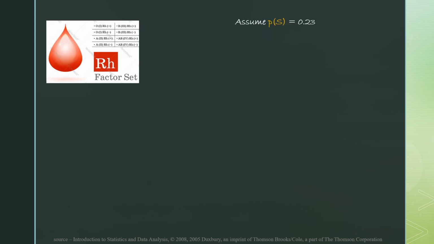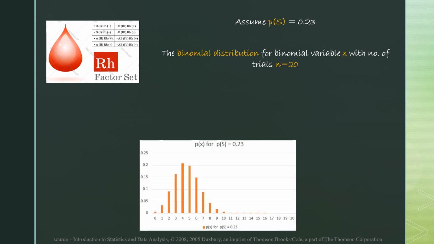Going back to the RH negative factor experiment, assume the probability of success, that is the probability of observing a RH negative factor in a given population, equals 0.23. The binomial distribution for binomial variable x with a number of trials n equals 20, that is 20 randomly chosen individuals in a given population are tested for RH factor, is plotted below.